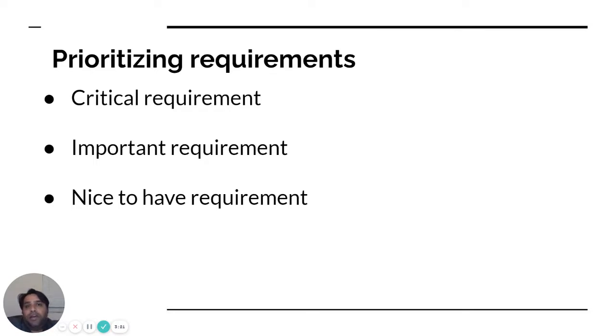So priorities can follow this: critical requirement, important requirement, and nice-to-have requirement. Critical is very essential for acceptance of any solution. A critical requirement must be fulfilled. If you are not able to fulfill those critical requirements, you don't have the solution for your business problem or whatever you want to achieve from your particular project.